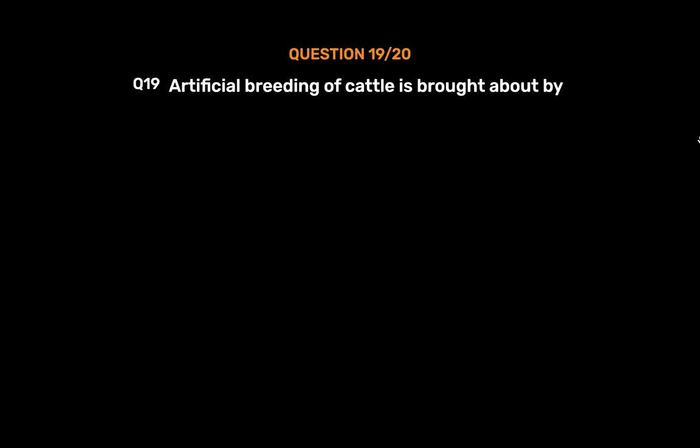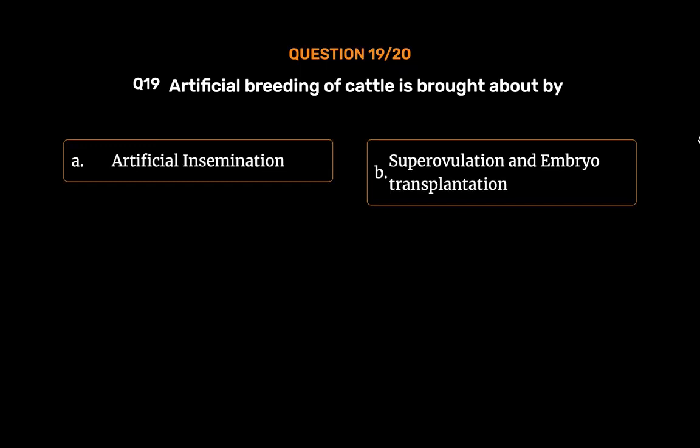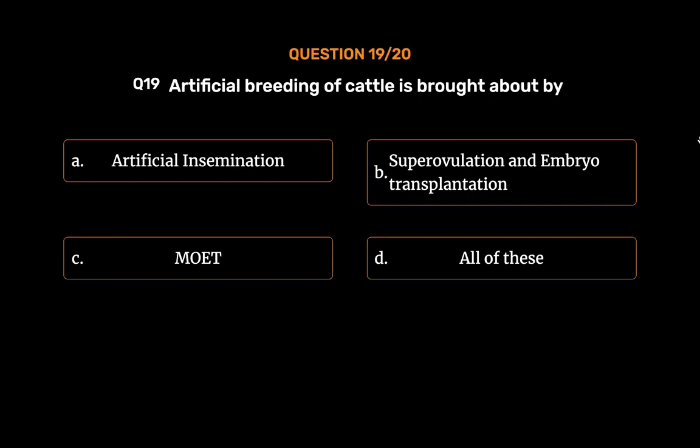Question number 19. Artificial breeding of cattle is brought about by Option A. Artificial insemination. Option B. Superovulation and embryo transplantation. Option C. MOET. Option D. All of these. The correct answer is Option D.